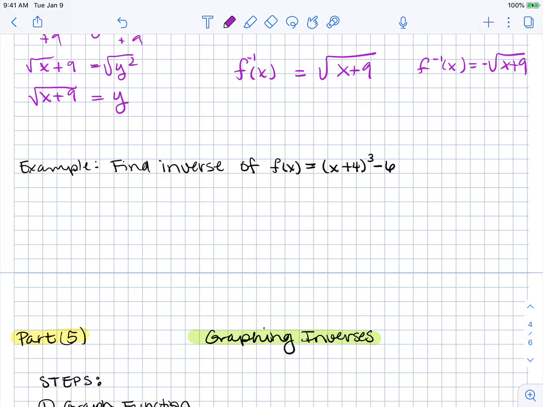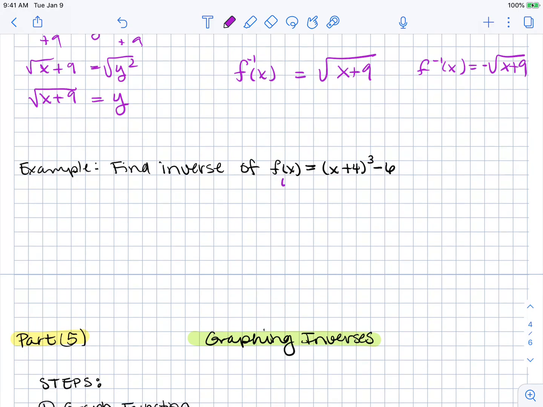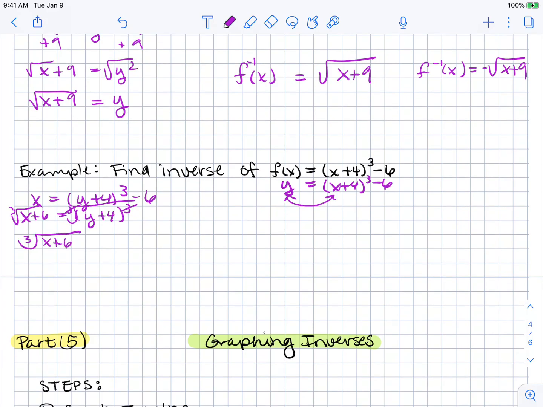And the last one I'm going to do, I'm going to put this as y equals x plus 4 to the third minus 6. Again, these two have to trade places, and I would go x equals y plus 4 to the third minus 6. I'm going to add 6 to both sides. I get x plus 6 equals y plus 4 to the third power. I'm going to cube root both sides, and that will make those cancel out. And I get the cube root of x plus 6 equals y plus 4.